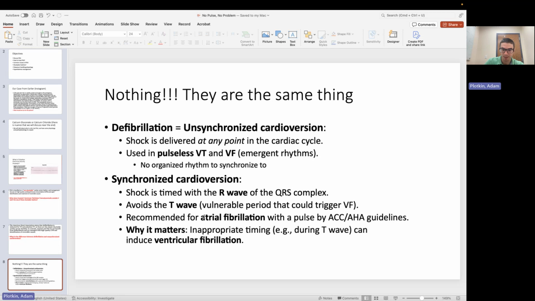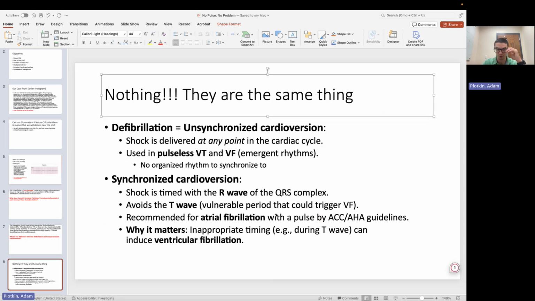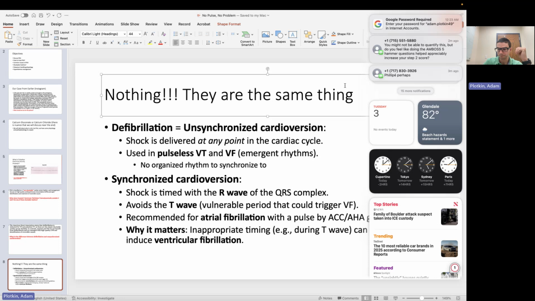Synchronized cardioversion can be used for atrial fibrillation with a pulse by the American College of Cardiology and AHA guidelines. Again, AFib will be its own lecture. I've got a lot to teach about AFib, so I'm covering that in a whole different lecture. But synchronized cardioversion can be used for AFib.